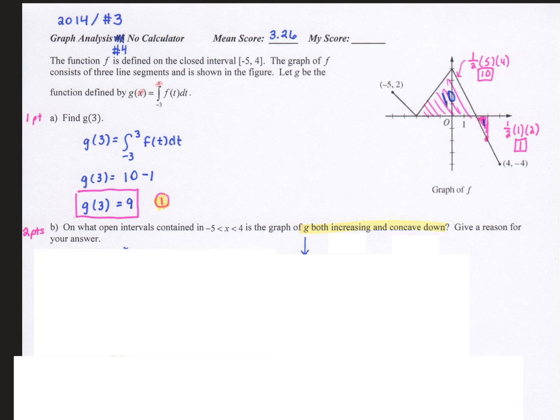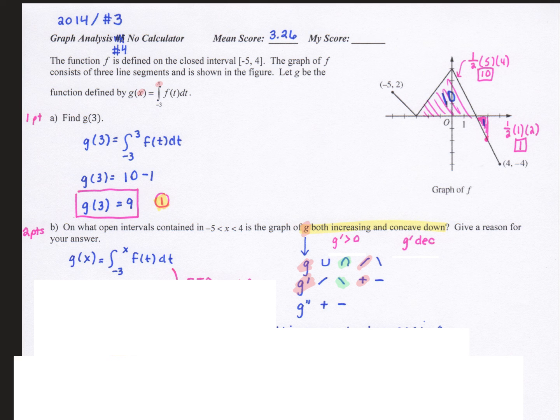In part B, I'm asked about graph characteristics for g. So what that means is I'm going to use a gun chart. If I want to know where g is increasing, g is increasing where my g prime graph is positive. So I'm looking for where g prime is positive. And g is concave down where g prime is decreasing. So I'm also looking for where g prime is decreasing. Let's go ahead and find what g prime is.